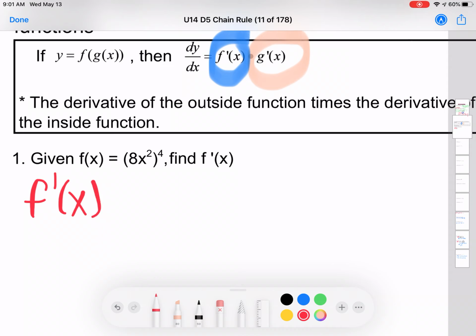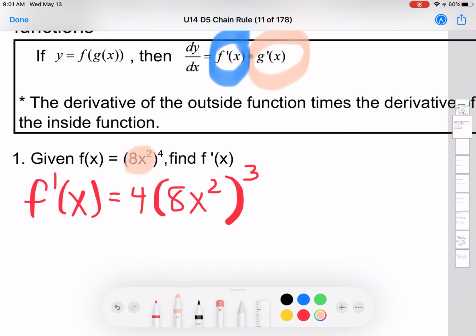The derivative is equal to, we'll do the derivative of the outside function, so 4, 8x squared, decrease the power by 1, so we just did the power rule. And now we multiply by the derivative of the inside function, so we're just doing the derivative of this guy now. So the derivative of that is 16x.